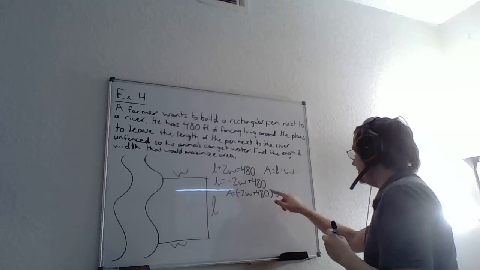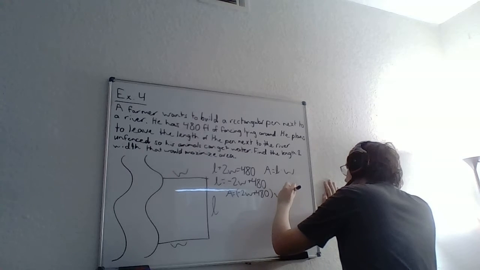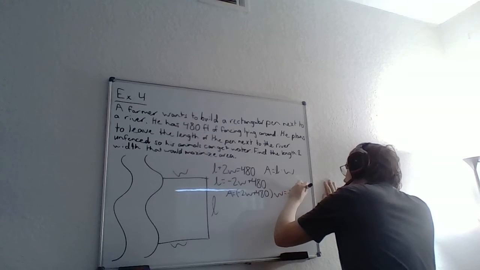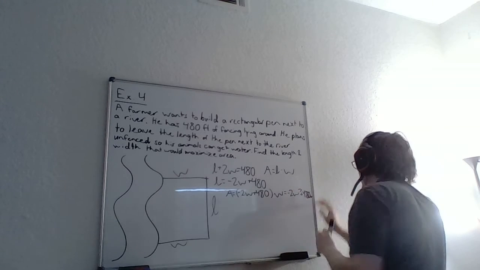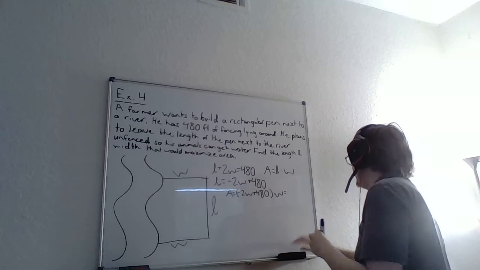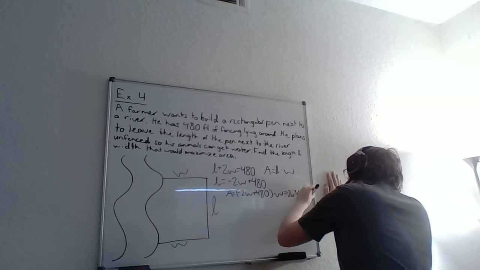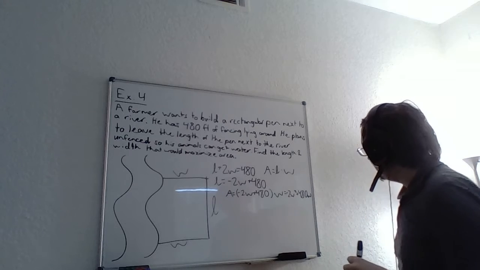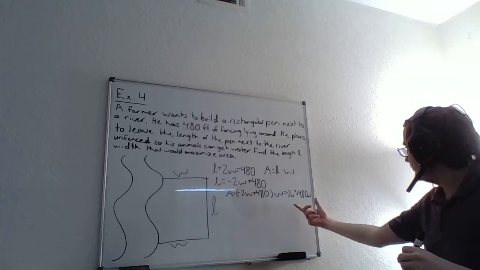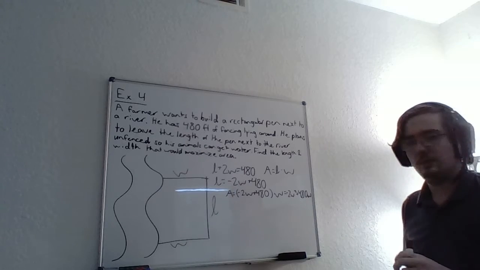And if we distribute that width through this problem, what we're going to get is negative 2w squared plus 480w. I sort of ran out of space there. Negative 2w squared plus 480w. There we go. So, we have that right there. Now, this here is the algebra part.